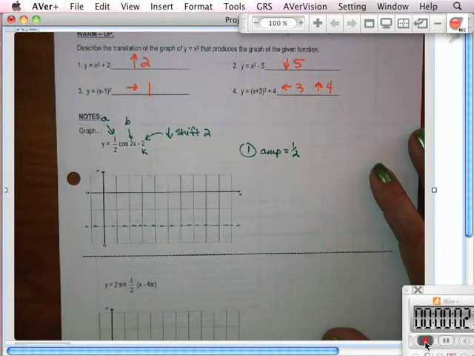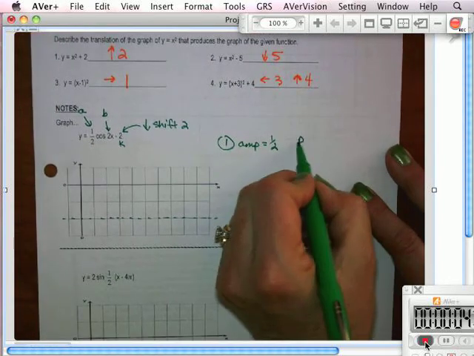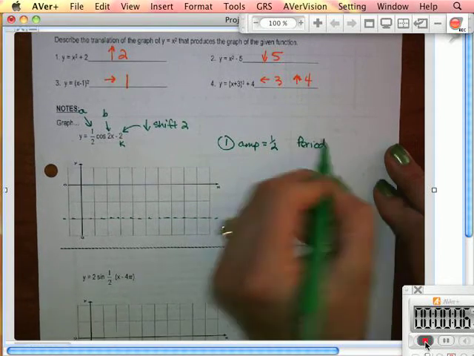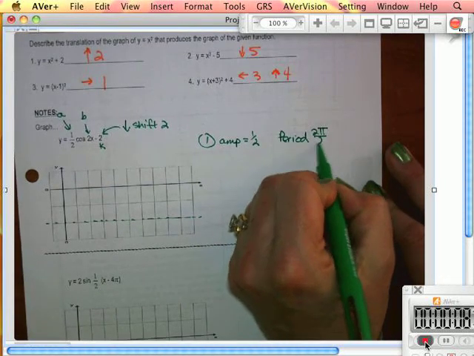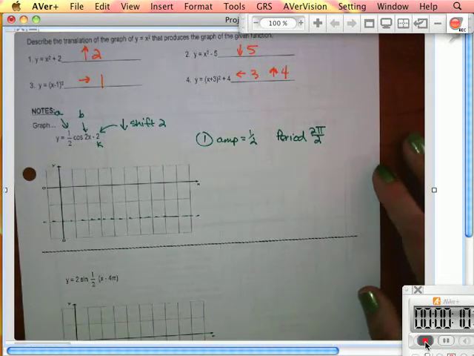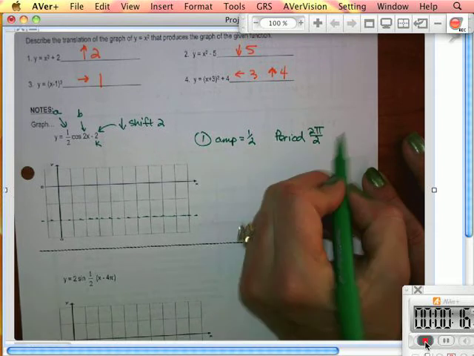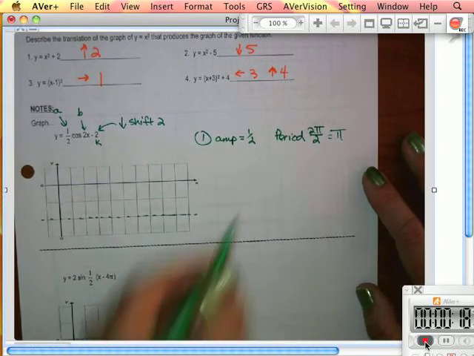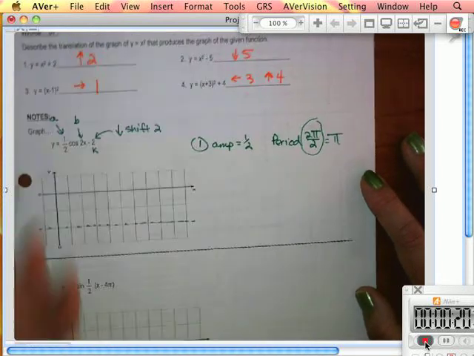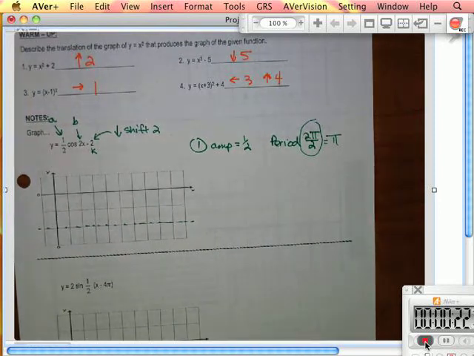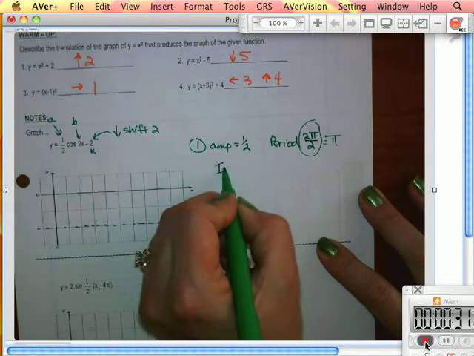My amplitude is 1/2. My period is 2 pi over 2, which is pi. This is from yesterday. Remember, the period for sine and cosine is 2 pi over b. Okay? And then I'm going to find my intervals.